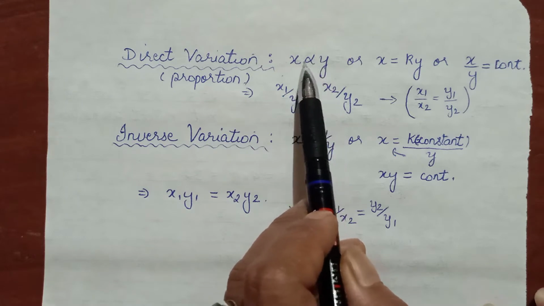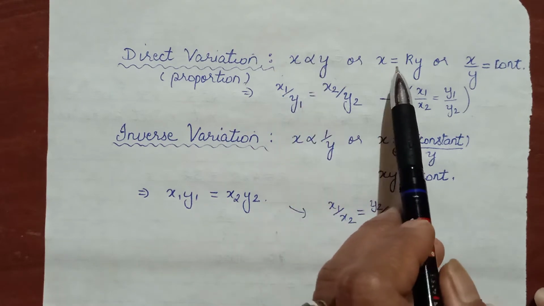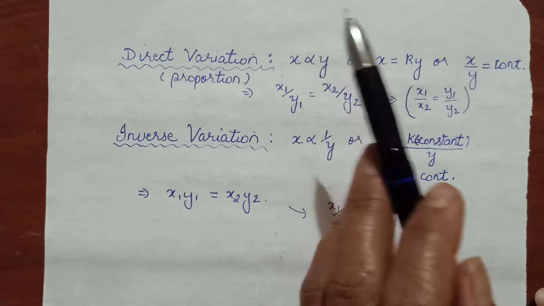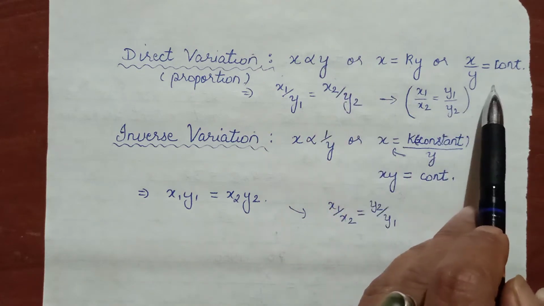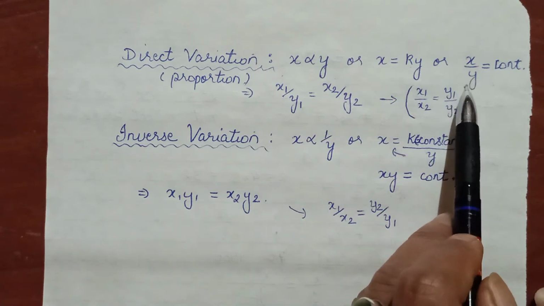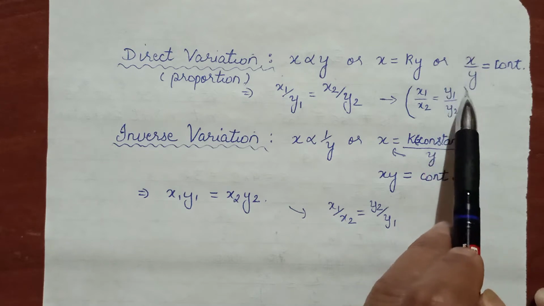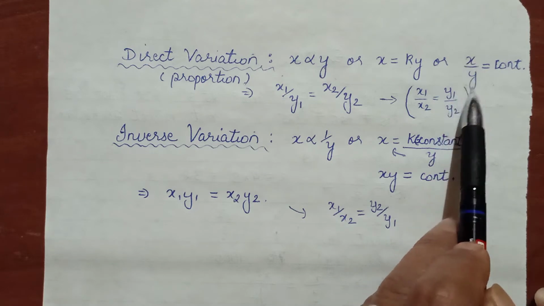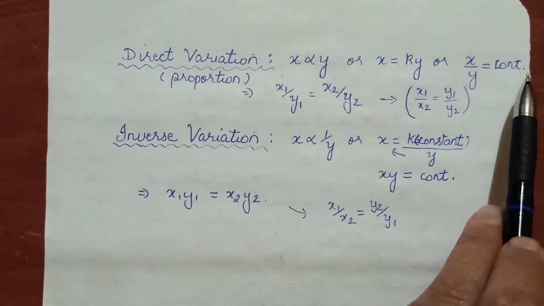So when you remove this proportionality sign, you introduce a constant. This k will be fixed. This is what we mean, constant. So that means x upon y, the ratio and proportion you have done. So x upon y, this ratio always remains constant.